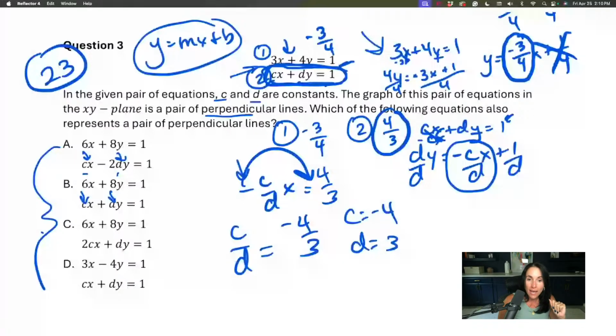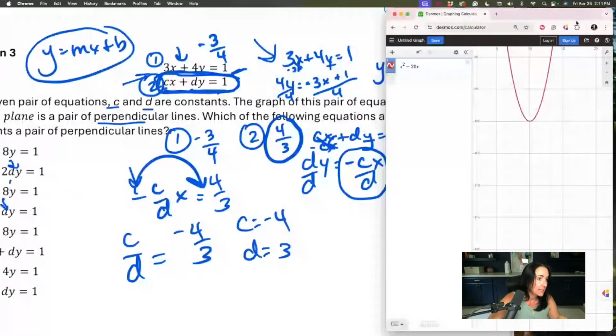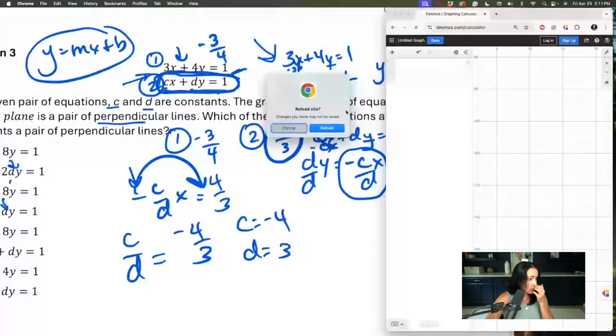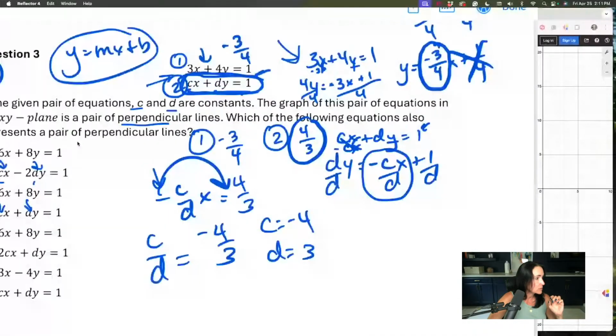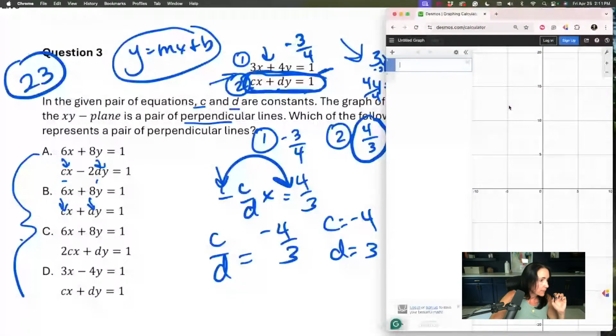Now we're going to use that on our lines. Now, we could go ahead and do all of that for all 4 of these lines. Or this is when I use Desmos. Now I can graph these and see which lines look perpendicular. And let me reset this so that I can get my lines straight. All right, here we go. So let's go here. Okay, and we've got c equals negative 4 and d equals 3.